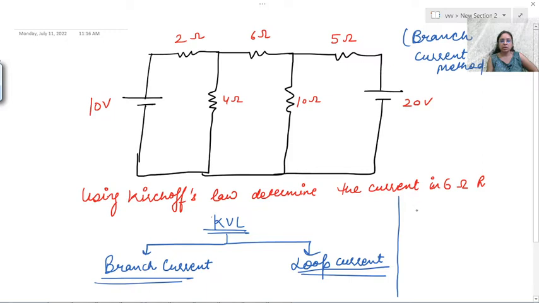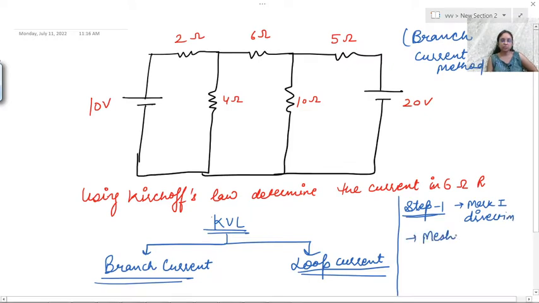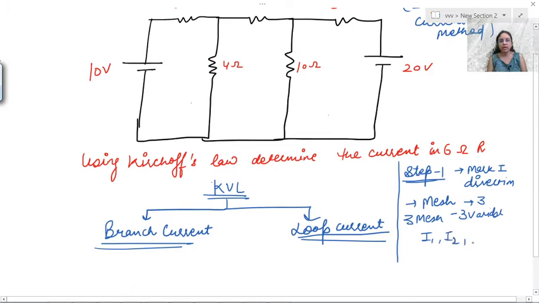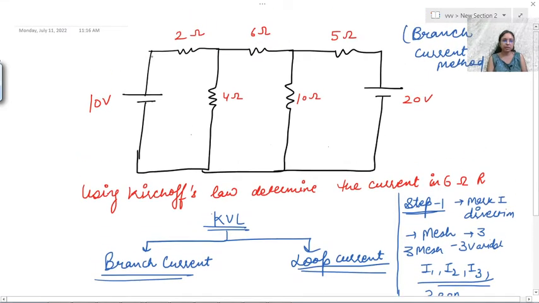Okay, so I told you, according to the steps, move to step number 1. Step number 1 is to mark the current direction, right? For that we need to see how many meshes there are. So in this, how many meshes are there? This is a whole house, and how many rooms in this house? 1, 2, 3, which means there are 3 meshes. 3 meshes means 3 variables, and those variables are I1, I2 and I3. And 3 variables means you need to solve 3 equations, then only you will get the values of I1, I2 and I3. Okay, now let's start.